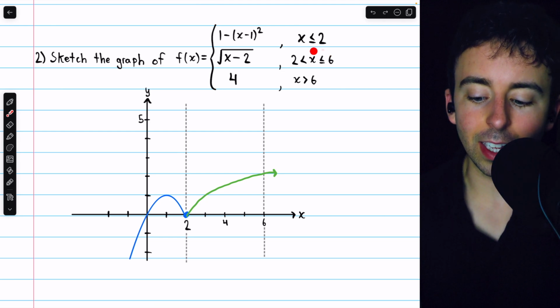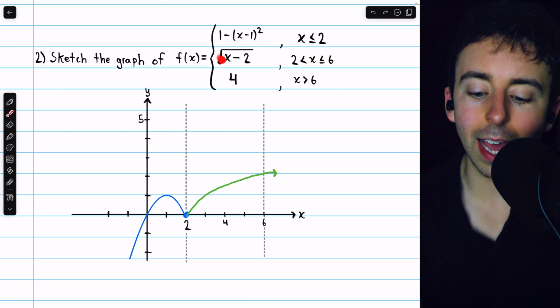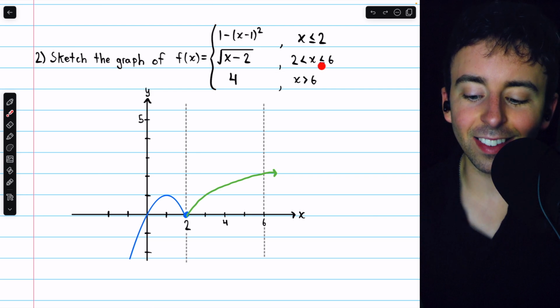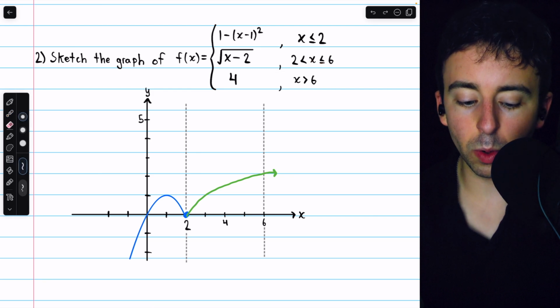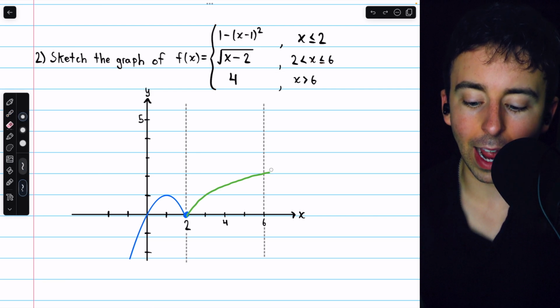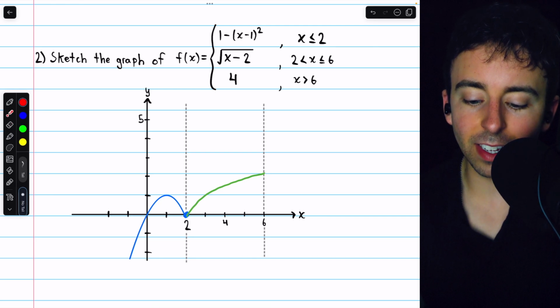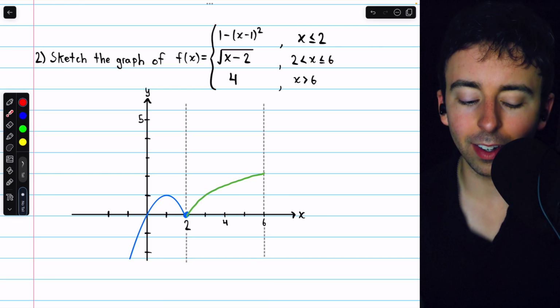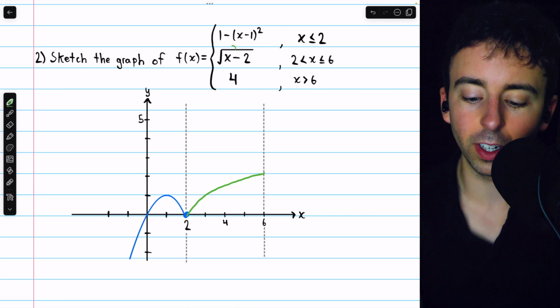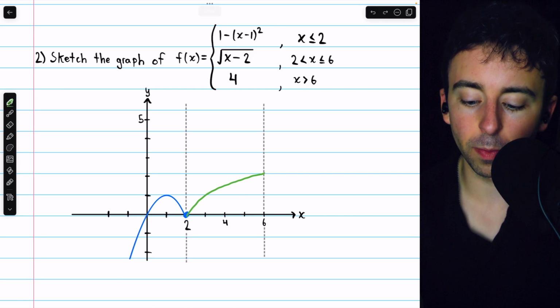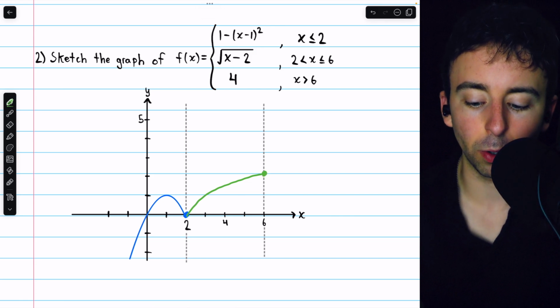We also need to look at the upper bound here. The function only acts like this when x is less than or equal to 6. So we want to erase that part going past x equals 6. And because equality is allowed here, when x equals 6, the square root function is still the behavior, we can put a filled-in circle there.